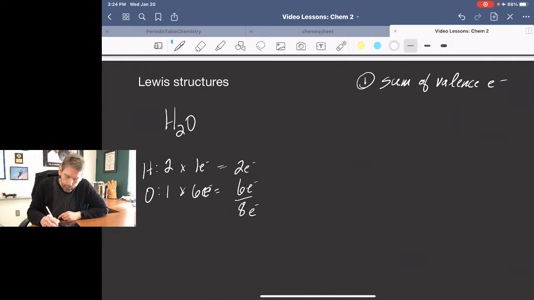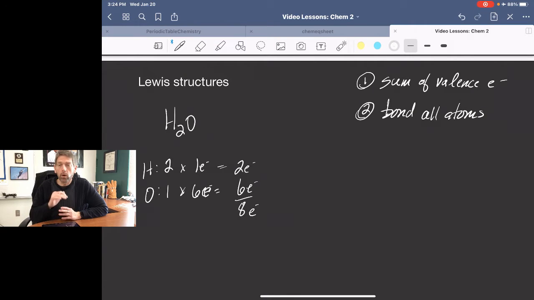Rule 2. Next, we just want to bond all atoms together. We're going to use bonding pairs. Each time we draw a line between 2 atoms, that's going to represent one bonding pair, which would be 2 electrons. You should also remember hydrogen has one orbital, and it only has that one electron in that outer orbital.